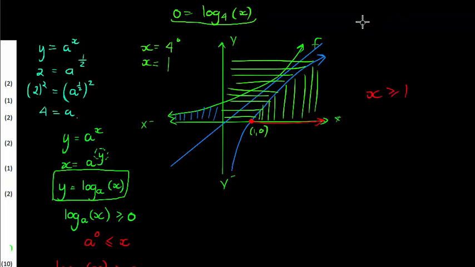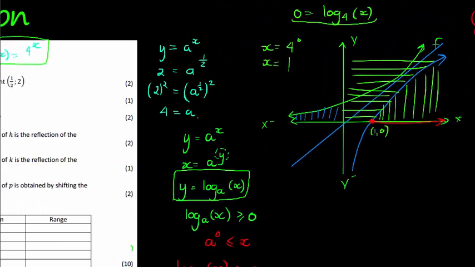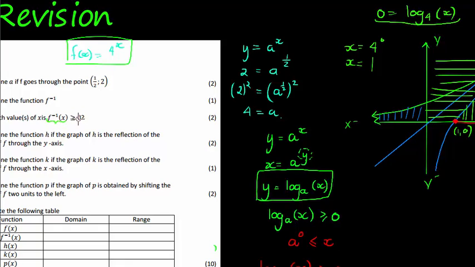Okay, another way to look at it is that if I have y is equal to log of 4 to the power of x, and I'm asking you, when will the y values be greater than 0? That is saying, what answers do I get when my exponents are greater than 0? So in other words, 4 to the power of y is equal to x.